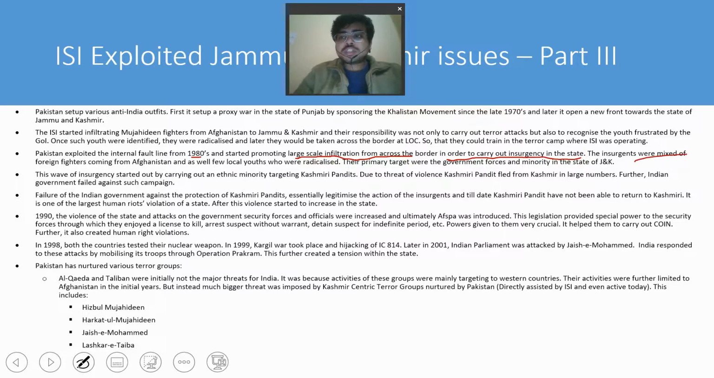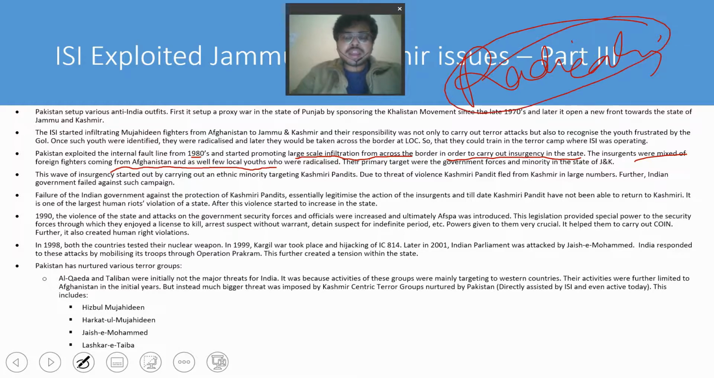The insurgents were a mix of foreign fighters from Afghanistan, as well as a few local youth who were also radicalized. They were radicalizing the local people against India, and the local people were not in support of India. Their primary targets were the government forces and the minority in the state of Jammu and Kashmir. The minority were the Pandits, who were forced to move from that region.